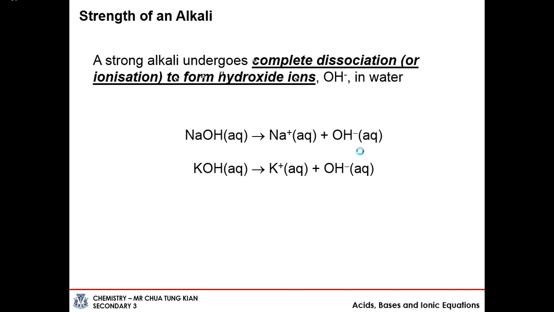We now move on to the strength of an alkali. Similar to the strength of an acid, which refers to how much the acid molecule is dissociated, this is the same for alkalis. If I have a strong alkali, it undergoes complete dissociation, and during this dissociation, it gives me hydroxide ions. So NaOH and KOH are strong alkalis because they are fully dissociated in water.